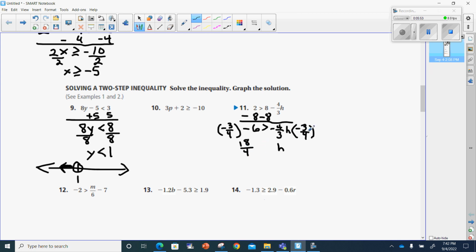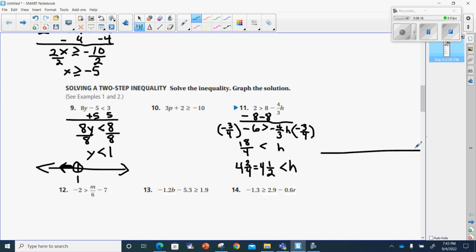Remember, I multiplied by a negative number, so I have to turn my symbol around. I know 18 over 4 can be reduced. It can be turned to 4 and 2/4, which is also equal to 4 and 1/2. So 4 and 1/2 is less than h.